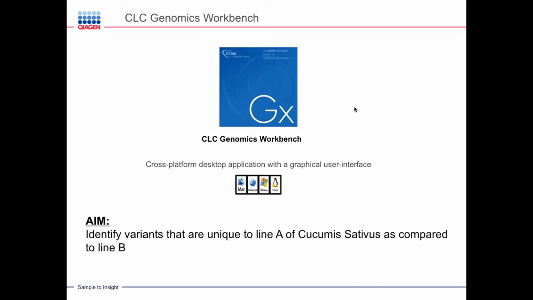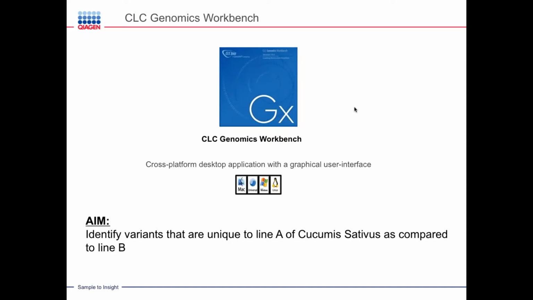So the introduction to CLC Genomics Workbench, which is a cross-platform desktop application with a graphical user interface. And my aim for today's demo using the CLC Genomics Workbench is that I want to identify variants that are unique to line A of my cucumber crop as compared to line B. So I have two lines from my cucumber crop, and I want to find out variants in line A which are unique as compared to line B. That is my aim for today.